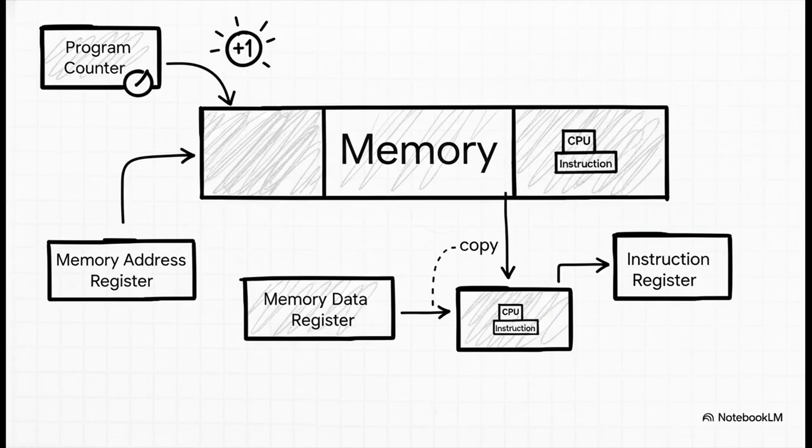The CPU looks at its bookmark, remember the program counter, to see where the next instruction lives in memory. It grabs that instruction, and here's the really important part. It immediately moves its bookmark to the next instruction. It's always thinking one step ahead.